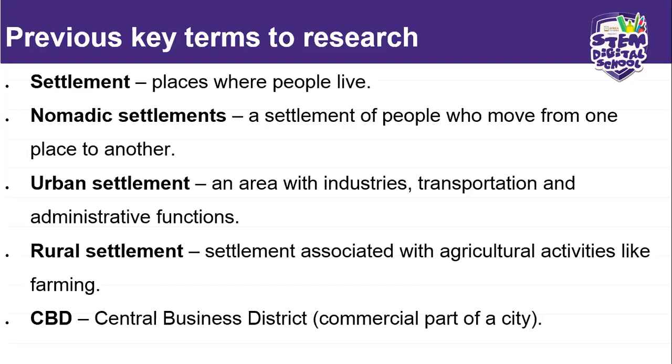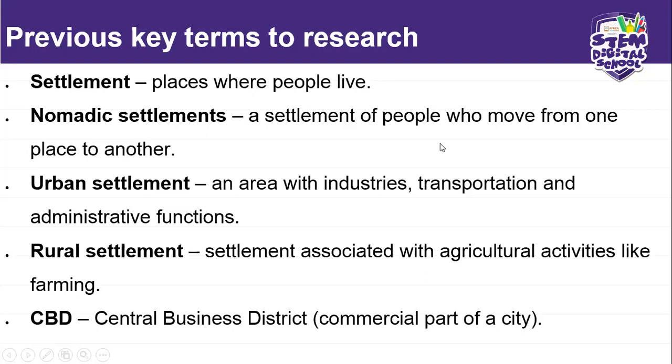What is settlement? So these are places where people live. And then nomadic settlements. What kind of settlements are those ones? It's a settlement of people who move from one place to another. So these people, they don't stay in one place, they move around. These settlements are usually found in countries like Sudan, somewhere there.